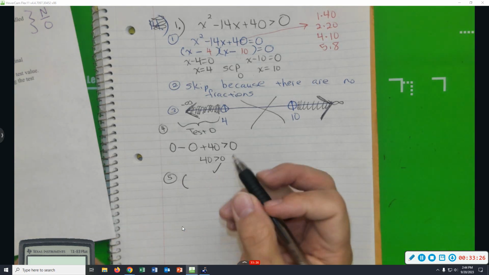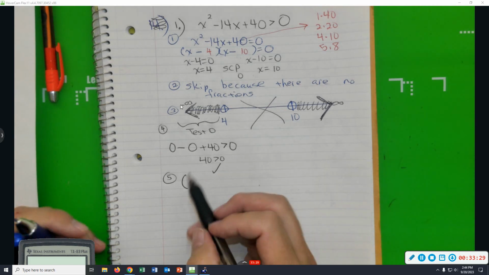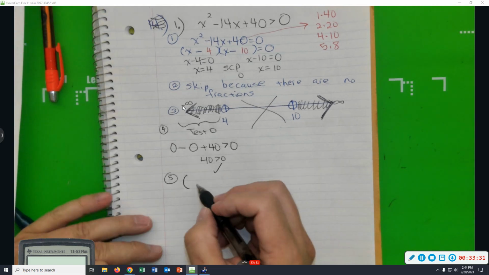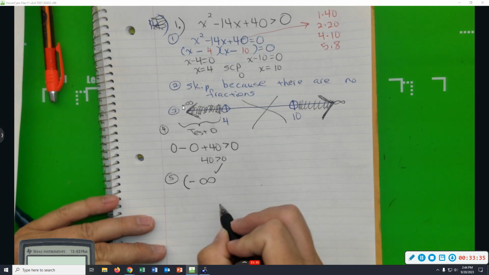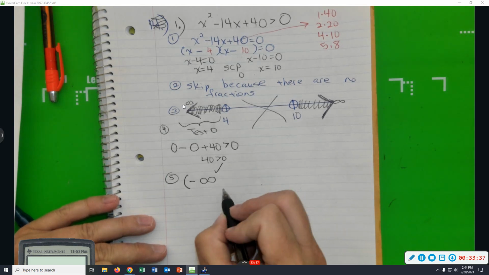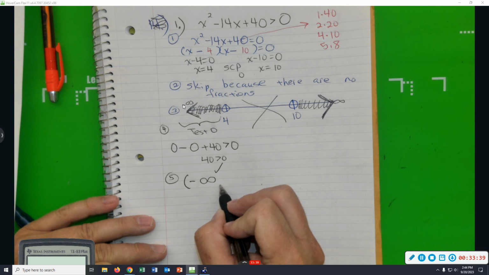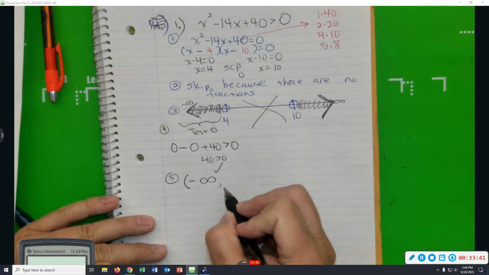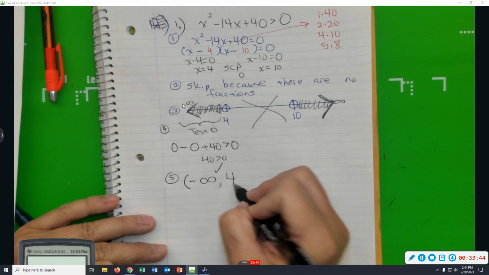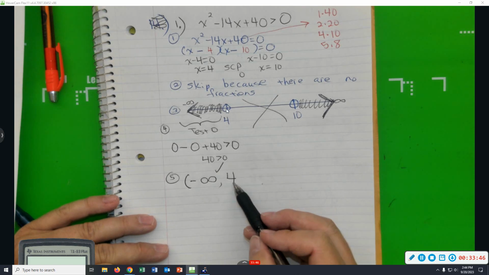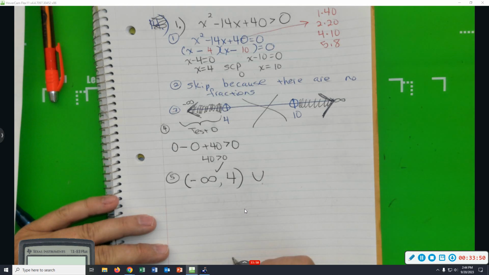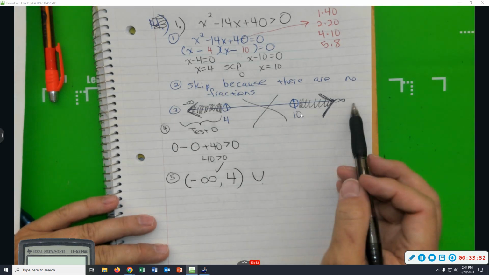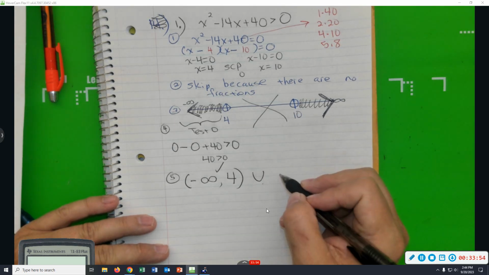Left parenthesis, call it out as if you were typing it in. Left parenthesis. Negative infinity. Before you put the 4, you have to type a comma, and then the 4. What goes after the 4? Okay. And then that union symbol from the toolbar. All the numbers to the right of 10.